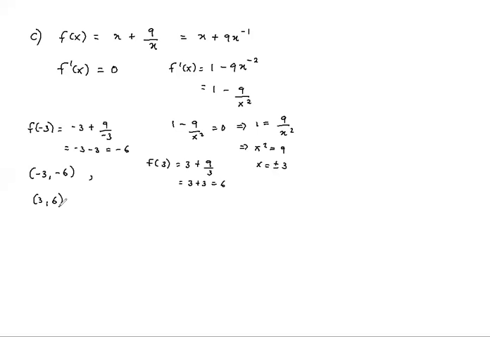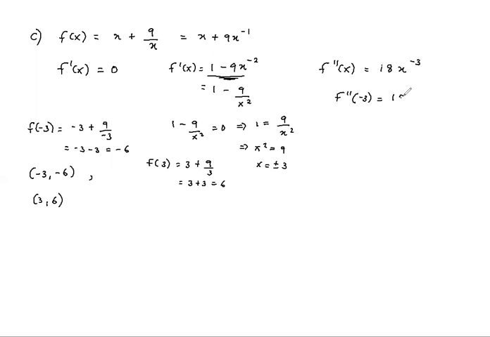You can decide to check whether the function is increasing or decreasing so that you get the nature, because if it was increasing before that point, then that point is maximum. If it was decreasing before that point, then that point is minimum. Or you get the second derivative. Differentiate this. You will get positive 18x to the power negative 3. Then substitute negative 3, the x value.